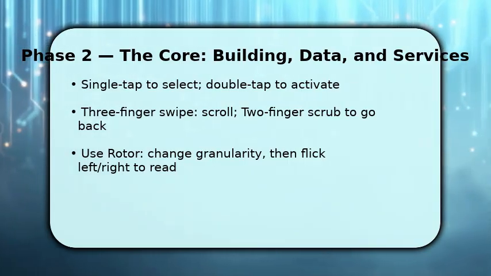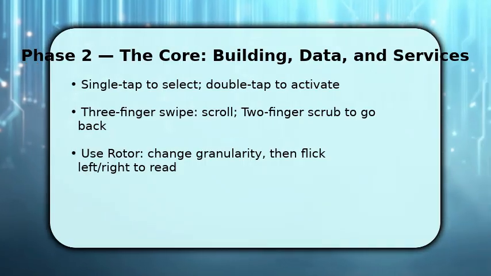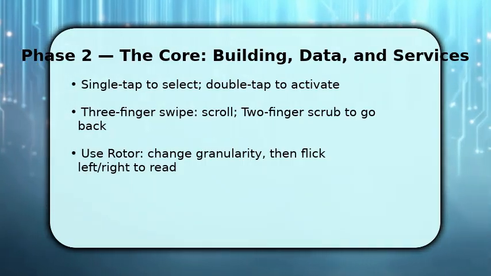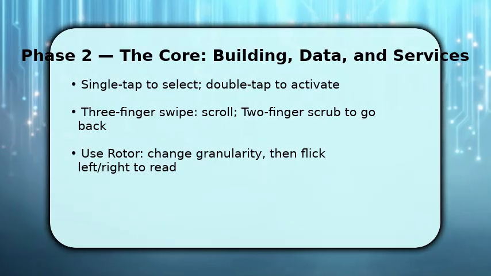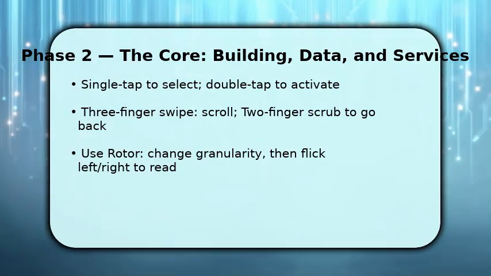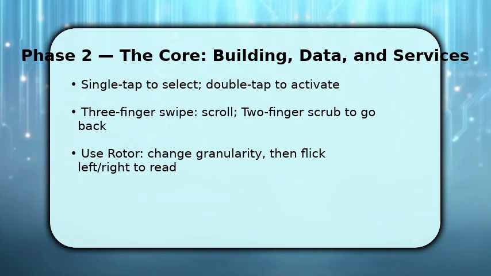Rotate the rotor with two fingers to change granularity, then flick left or right to move by character, word, or line. Make sure to practice in Notes or Mail so the motions become natural for daily use.